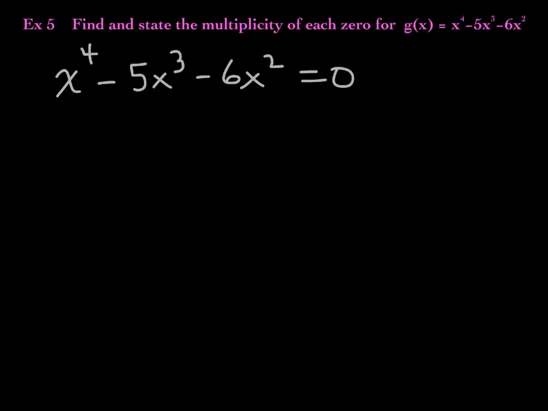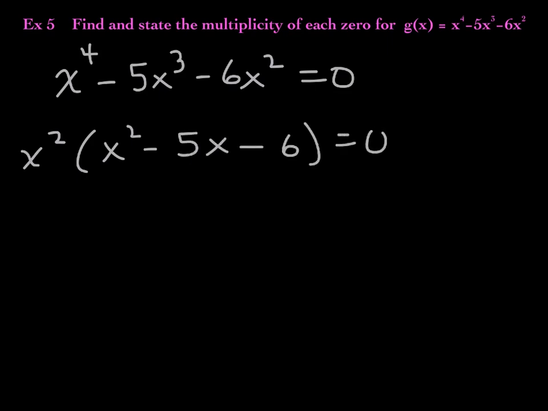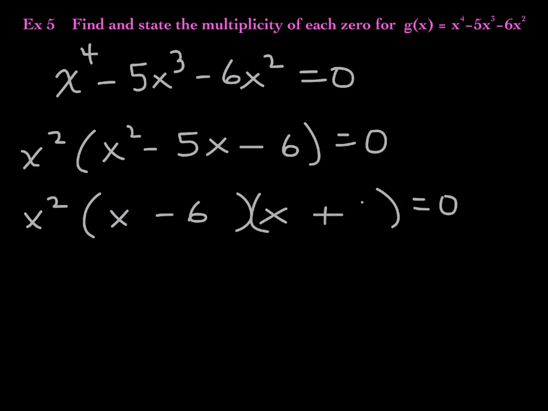Let's solve by factoring if we can. Let's factor out the GCF of x squared, leaving you with that trinomial as a result, which will factor as (x minus 6)(x plus 1). All right, let's set each factor equal to 0 and solve.